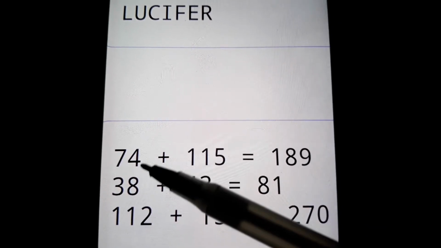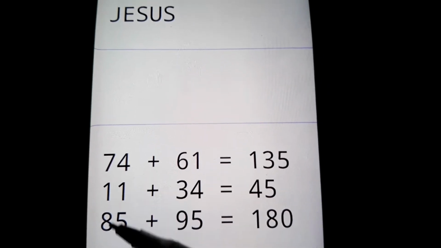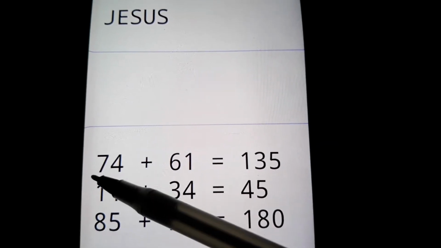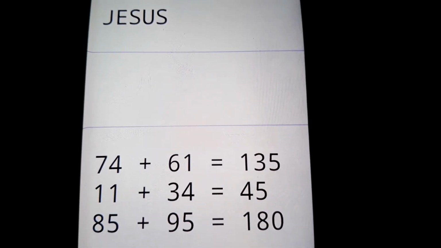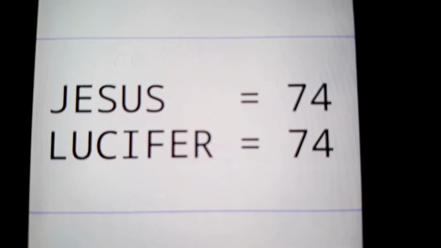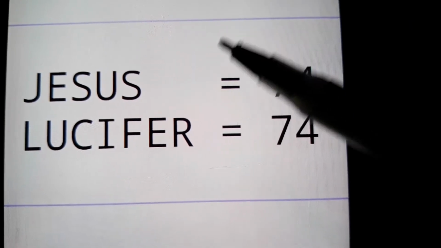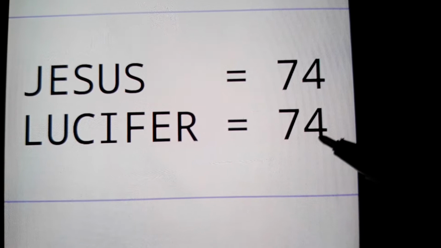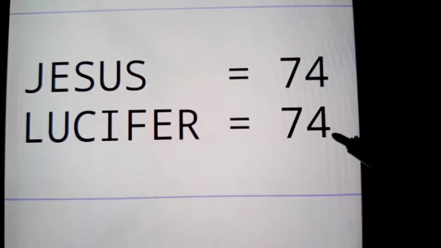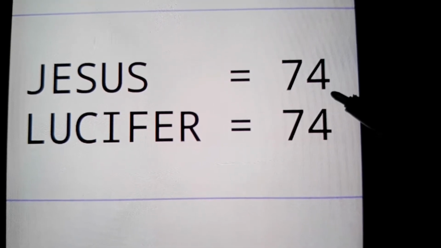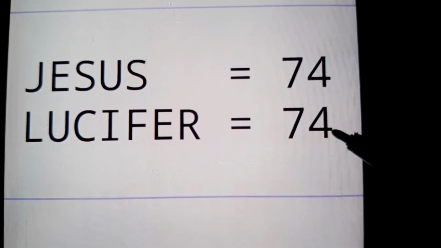Anyway, Lucifer equals 74, and that's the only number that equaled the same as Jesus. Every other number was different. The 74 was the only one, and that's the most important number. The reason they both have the same number is because Jesus created Lucifer. When he created Lucifer, he made him perfect. So he had to give him a perfect name, because his name equaled 74 and Jesus is perfect.